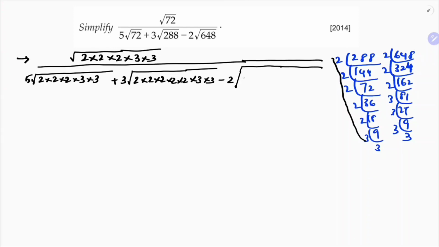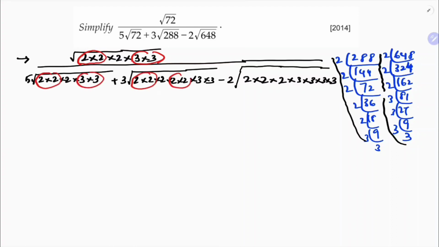So 648 is 2, how many times? 1, 2, 3 times, and 3, 4 times: into 3, into 3, into 3, into 3. Now, here if you have 2 times, whichever you have, like this one, square root, so 2 numbers, whatever you have, you can write outside as 1. So this all, 2, 2, 3. Here also 2, 3 and 3.